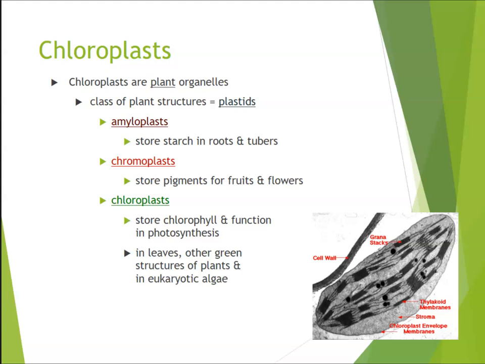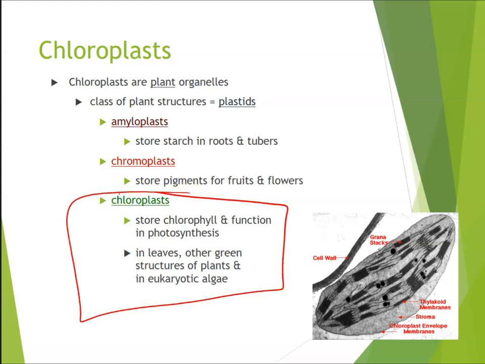Chloroplasts are specific to plants. They are in a group of plant structures called plastids. There are different ones. There are amyloplasts, chromoplasts, and chloroplasts. Chloroplast is the one that we will specifically talk about, but you should be familiar with the other two.